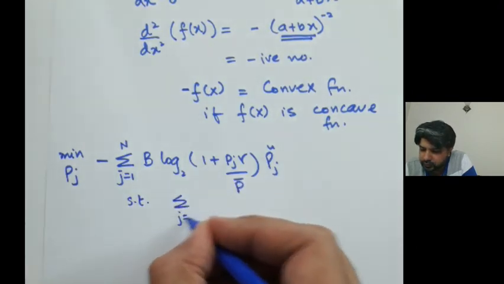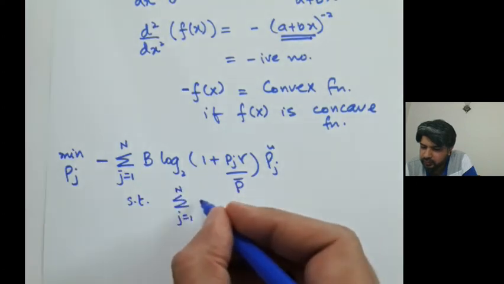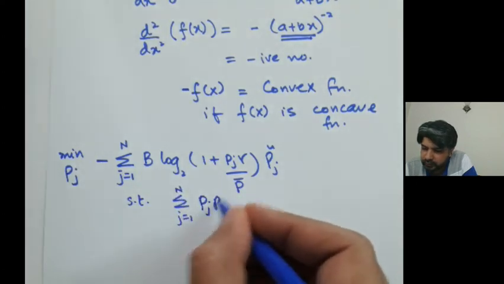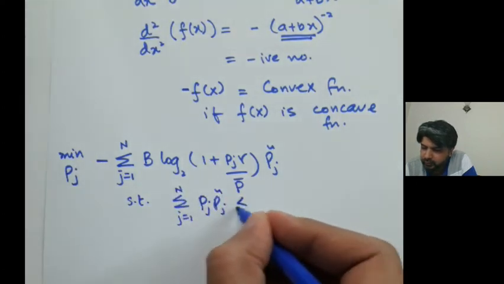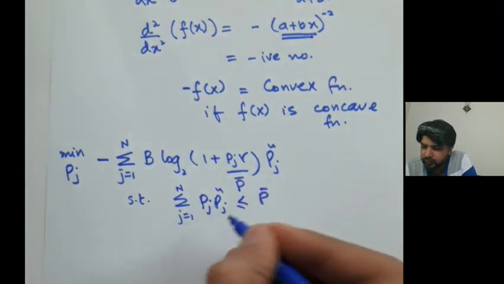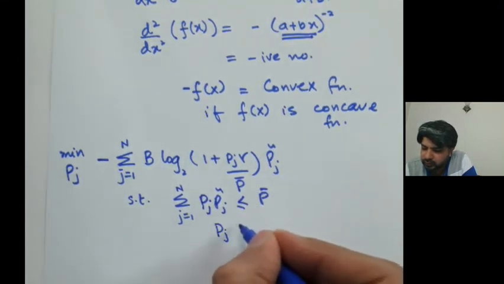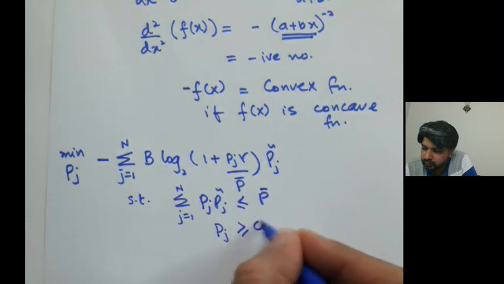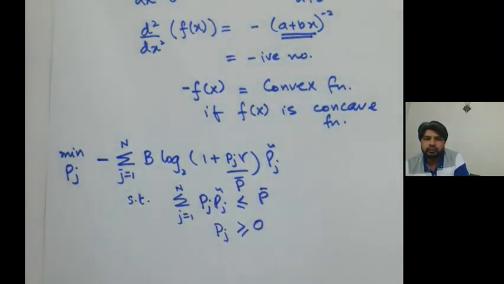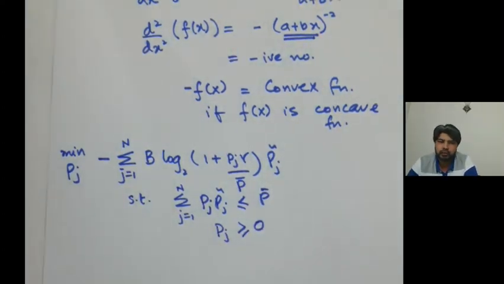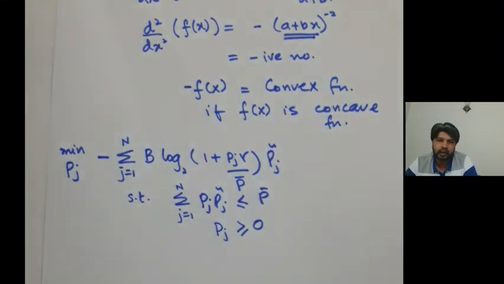and subject to summation j equals 1 to N, P_j tilde is less than or equal to P bar, and you assume that P_j is greater than or equal to 0. So that is your problem in hand that we want to minimize. So we'll stop here. We'll solve this problem in the next video.